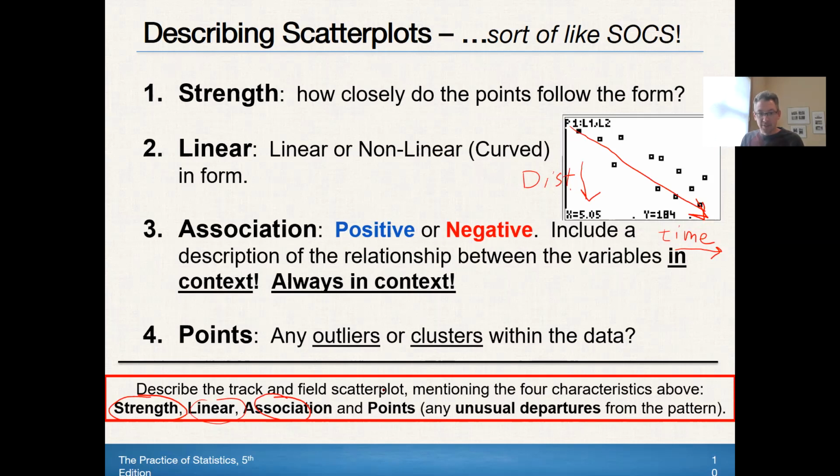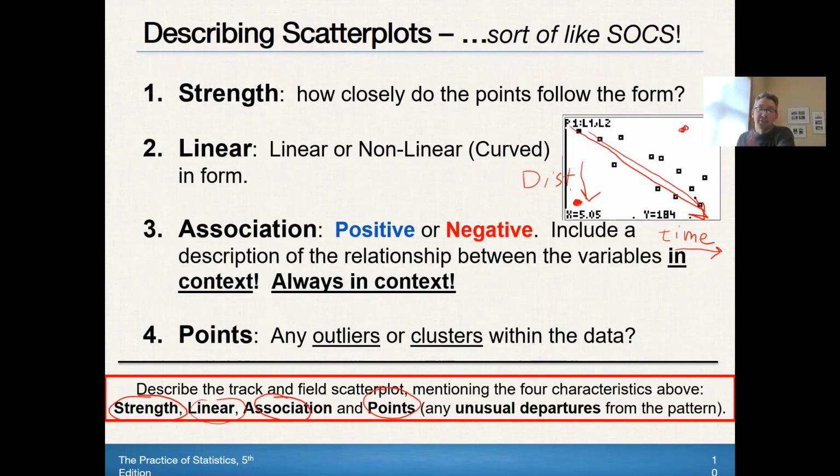And if I look at the last thing, are there any unusual points anywhere, any unusual departures? When I look at the points up here, all 12 of them, I don't see anything that looks really out of the pattern. I don't see anybody that is incredibly slow but could jump really far, like that point would be. And I don't see anybody that's super fast, that would be down here, but has a terrible long jump. Everybody's kind of following this pattern. There's nobody that's really off of the pattern.